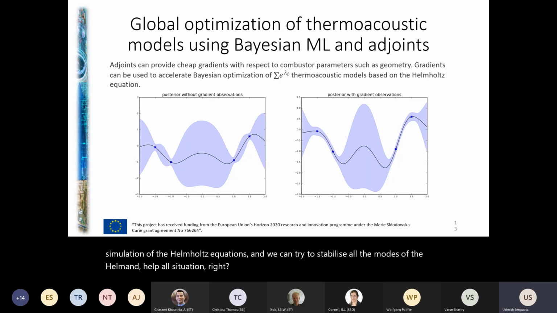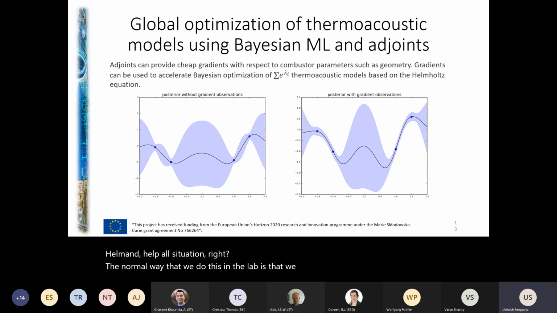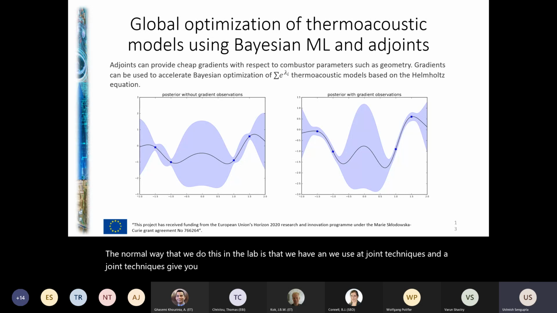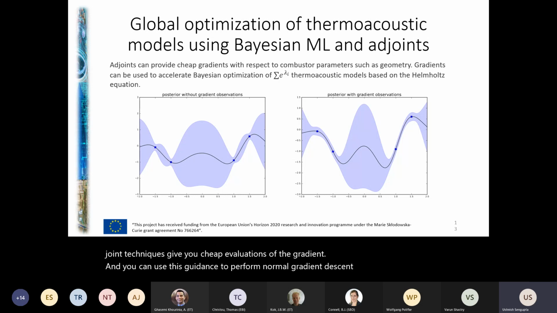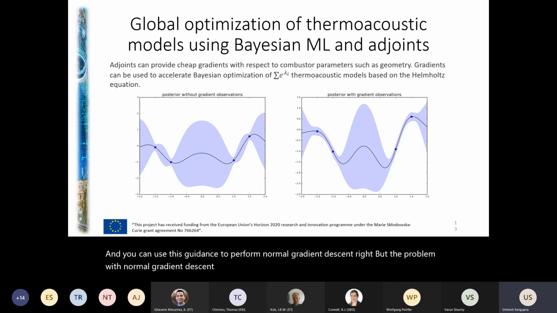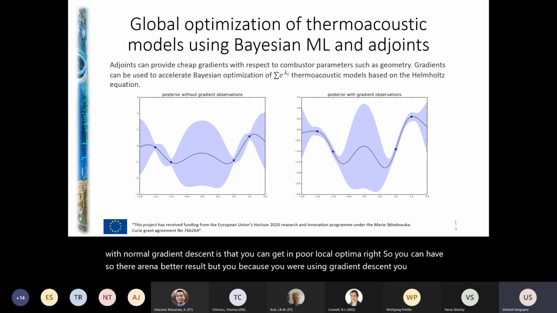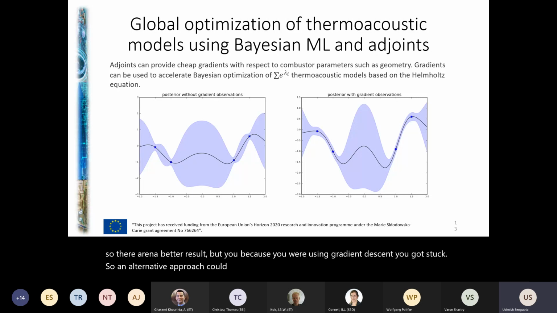The normal way that we do this in the lab is that we use adjoint techniques, and adjoint techniques give you cheap evaluations of the gradient, and you can use these gradients to perform normal gradient descent, right? But the problem with normal gradient descent is that you can get stuck in poor local optima, right? So there might have been a better result, but because you were using gradient descent, you got stuck. So an alternative approach could be to use Bayesian machine learning to perform global optimization, right? So in the pictures here, you see an example where we're trying to do that.